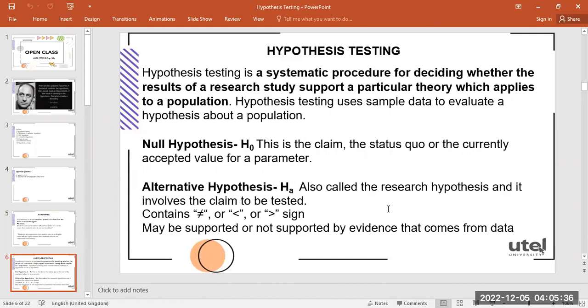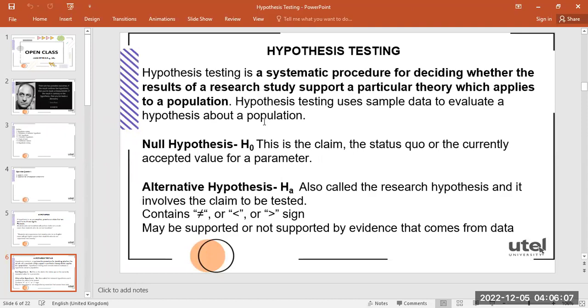Now, let's see what is hypothesis testing. As opposed to hypothesis, which is a noun, hypothesis testing is the active part, in other words, a verb. Hypothesis testing simply is a systematic procedure that we use to decide whether the result of a research study supports a particular theory, which applies to a population. Hypothesis testing uses what we call sample data to evaluate a hypothesis about a population.